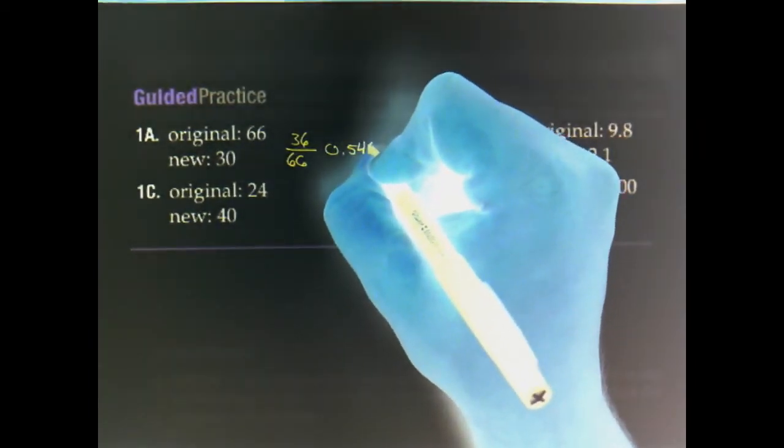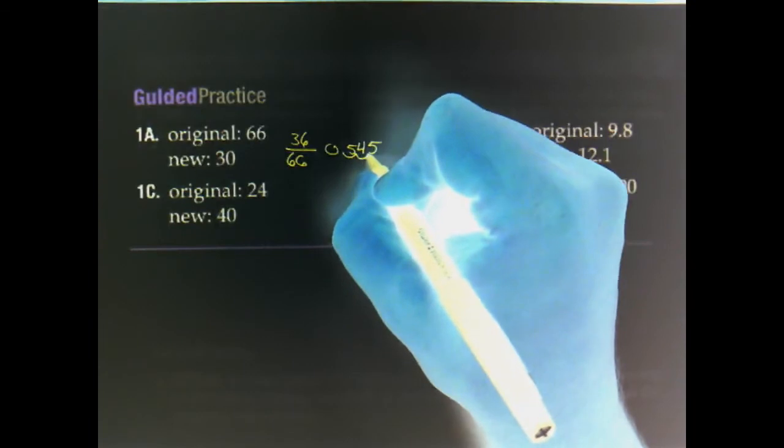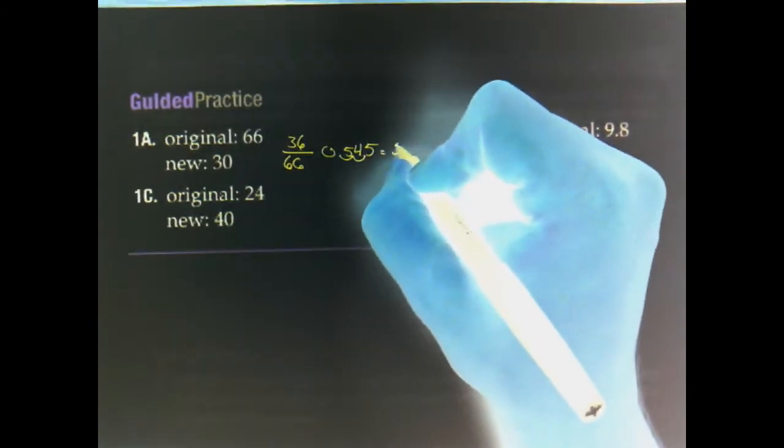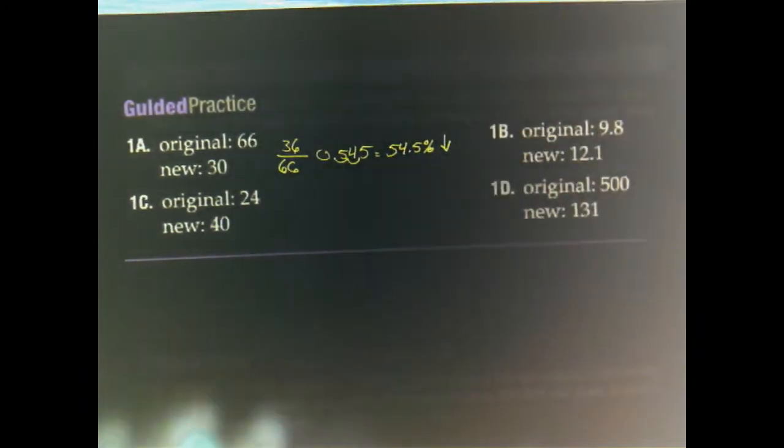0.545, which is rounded. Rounded to 3 decimal places, so you convert it into a percent, and you get 54.5%, and that was a decrease.